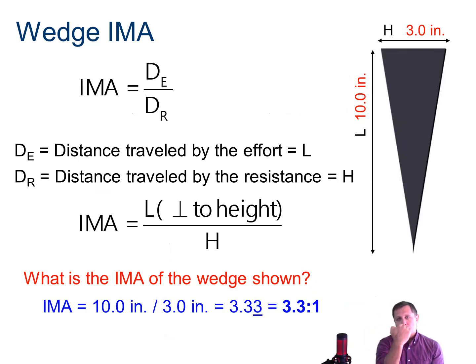The DR, the resistance distance, would be the perpendicular piece of that, the perpendicular to the height, the flat piece going across. So in this case, our length is 10, that would be DE. Our DR is 3 inches, okay? And that would be driven straight down, all right? To calculate the IMA, it would be 10 divided by 3, or 3.3 to 1. All right.